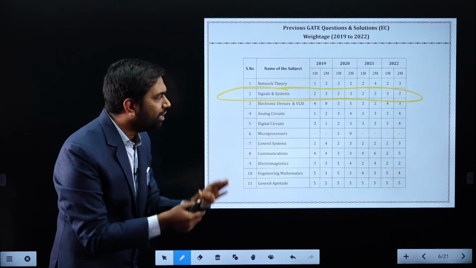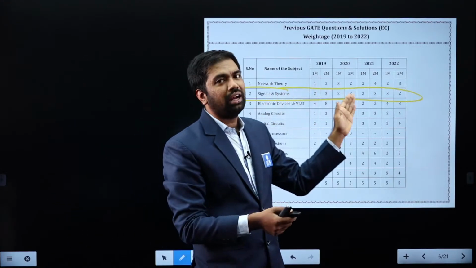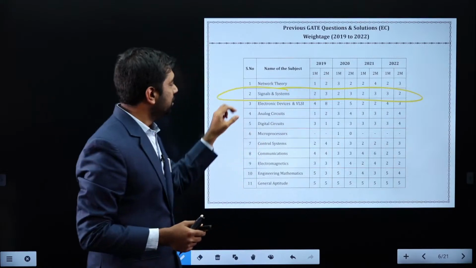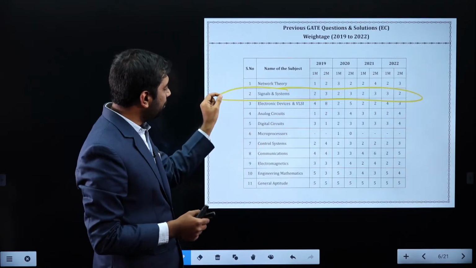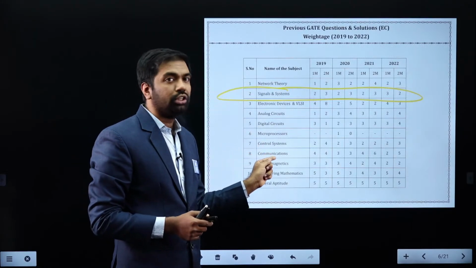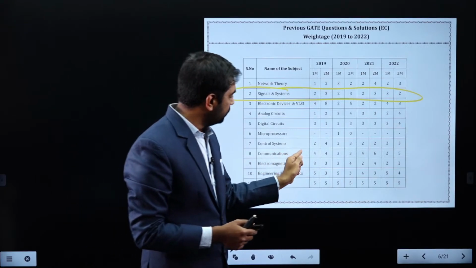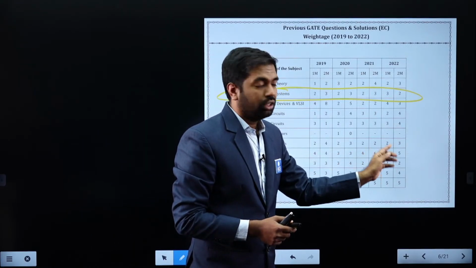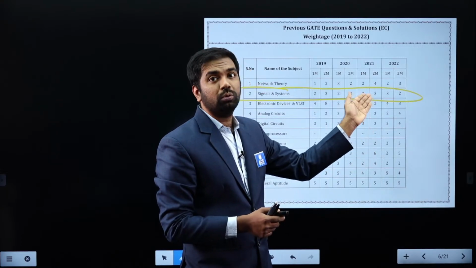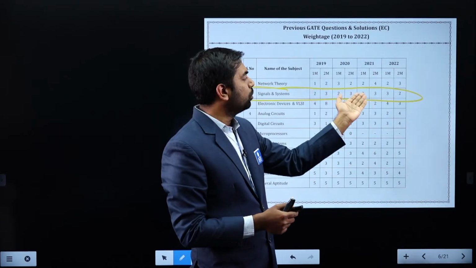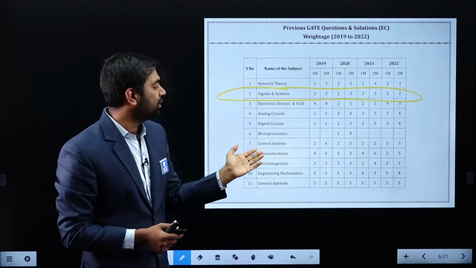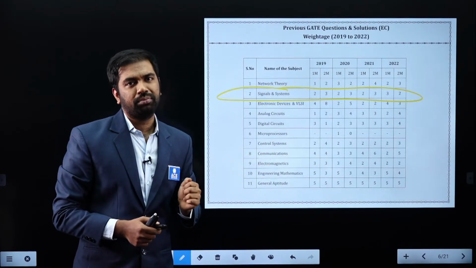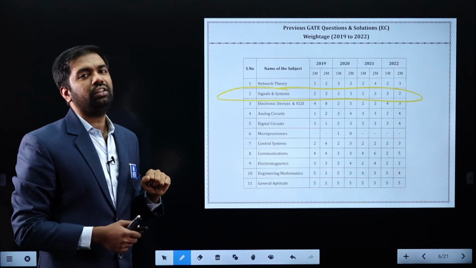Now if you feel like you are just scoring 8 to 9 marks, then you are wrong, because this subject is going to be the prerequisite for a communication subject. Have a look at this, the number of questions asked in this. If you want to score this, then you have to master this. So you need a good understanding of this subject to understand this communication. So this is for ECE.